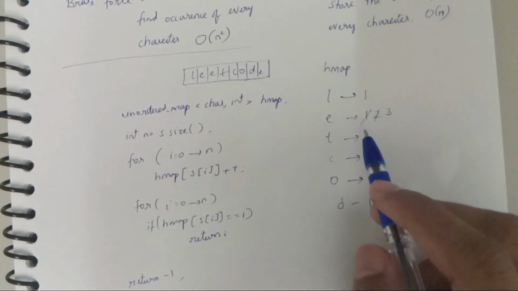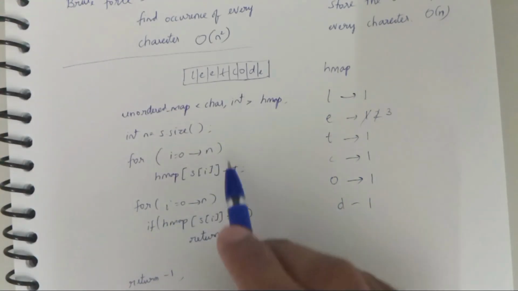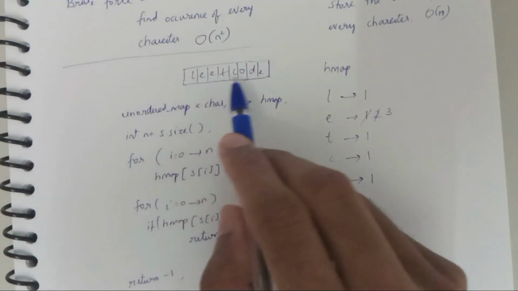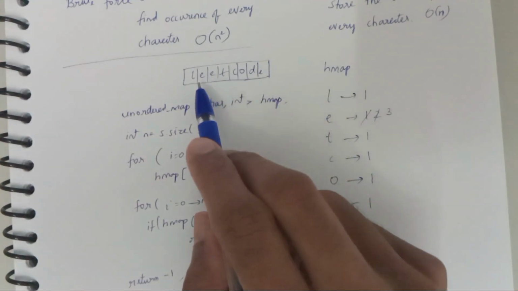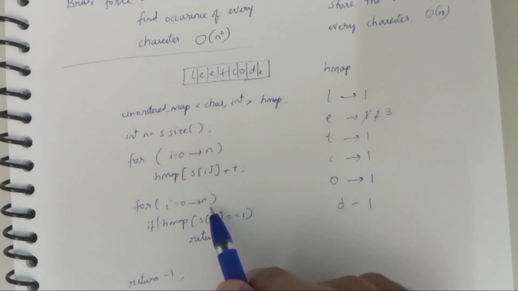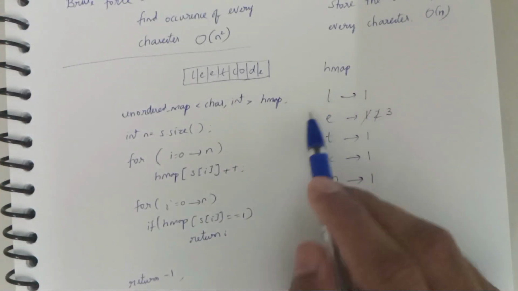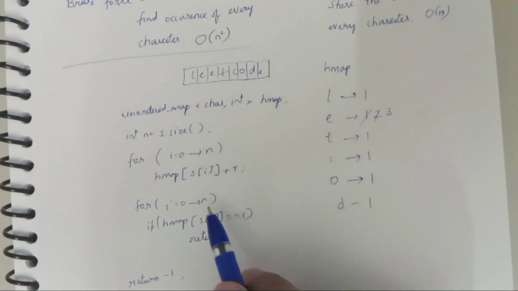Now since we got the occurrences of each of the characters, we run a loop again in this string, not in the hash map, and we check the condition: if hmap of s of i equals 1. For s of 0, that means hmap of L, and hmap of L will be 1, and 1 equals 1, then we return the index, that is i.